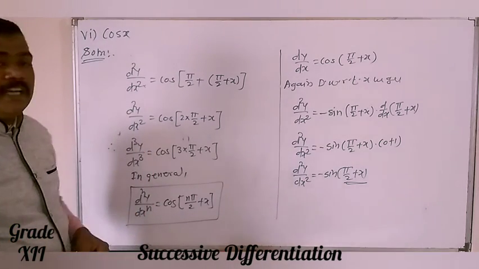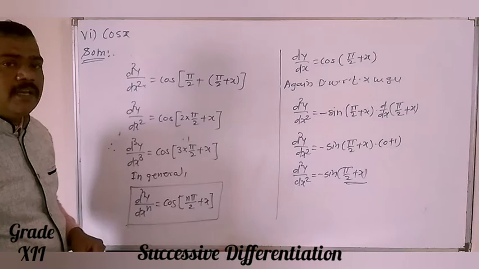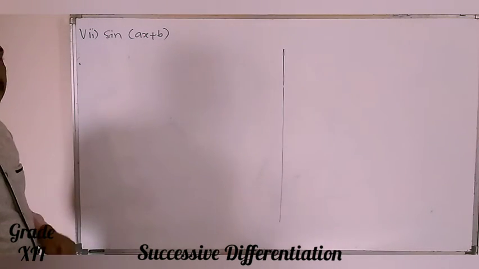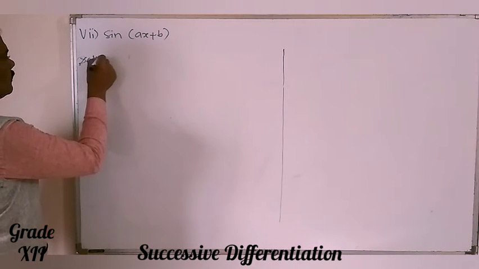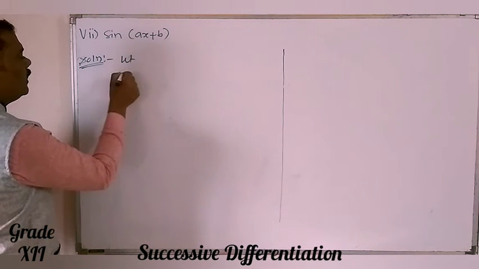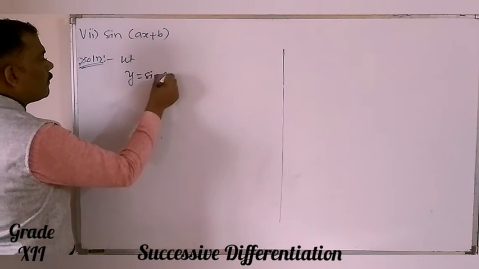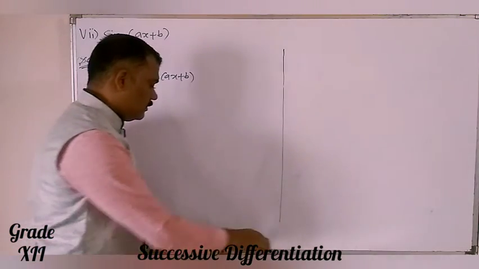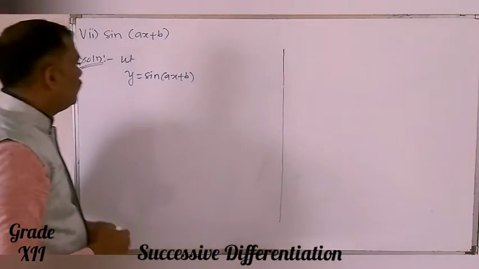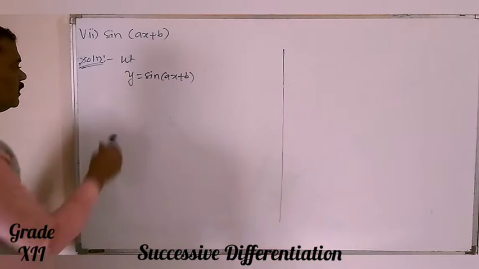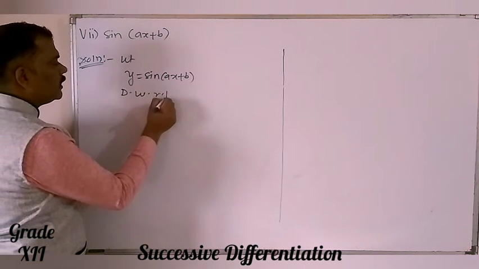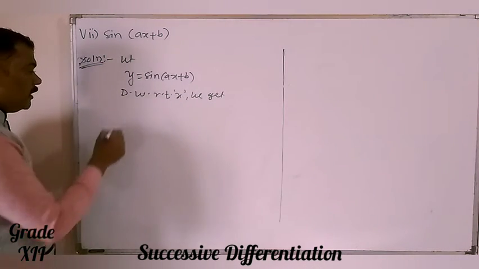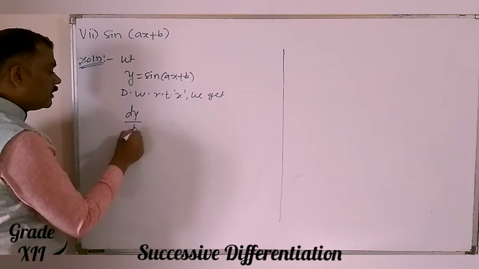After that we have to discuss example number 7. What is that example number 7? See here. Example number 7 is sin of ax plus b. Solution. Let y is equal to sin of ax plus b. We have to differentiate this with respect to x, so differentiation of y with respect to x is nothing but dy by dx.